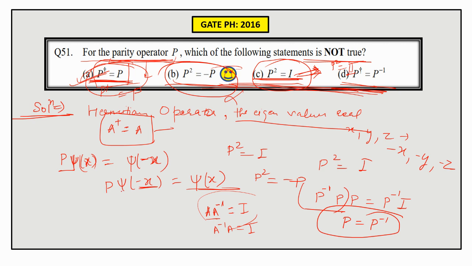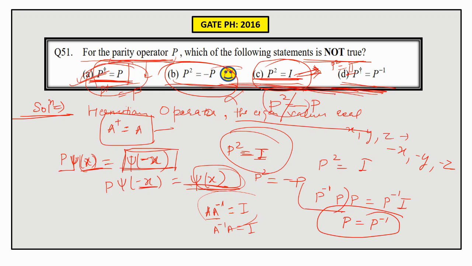Again, if you apply the parity operator again on this state, you will get back the same state from which you started. So that means P square is equal to I, right? So this is correct. If P square is equal to I, then definitely P square is equal to minus P is not correct. So this one is the incorrect option.